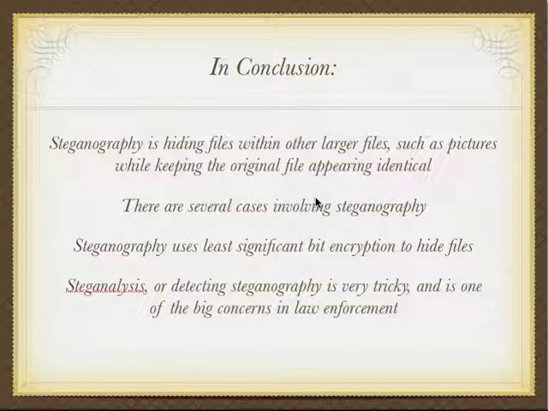So in conclusion, steganography is hiding files within other larger files, such as pictures, while keeping the original file appearing identical. And the keyword is appearing because in reality there are several bits that are changed, but they're not always readily visible. There are several cases involving steganography, including the one in Tokyo in 1995. And steganography uses least significant bit encryption to hide the files.